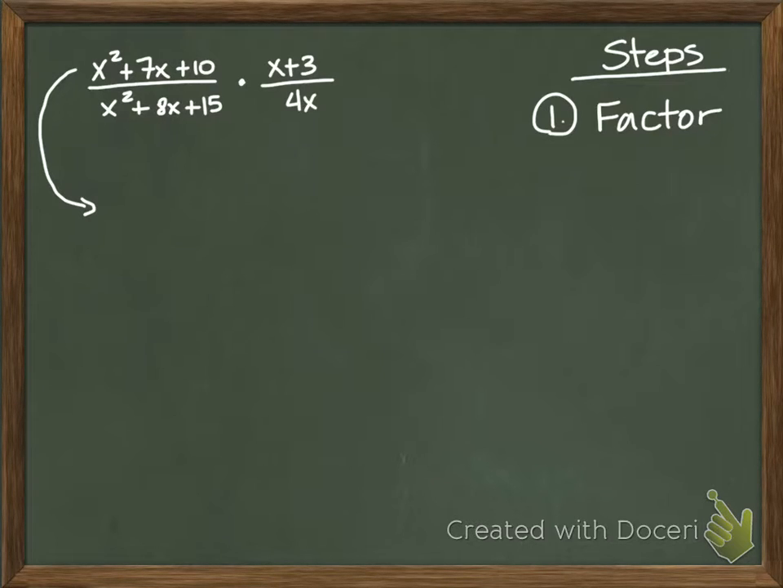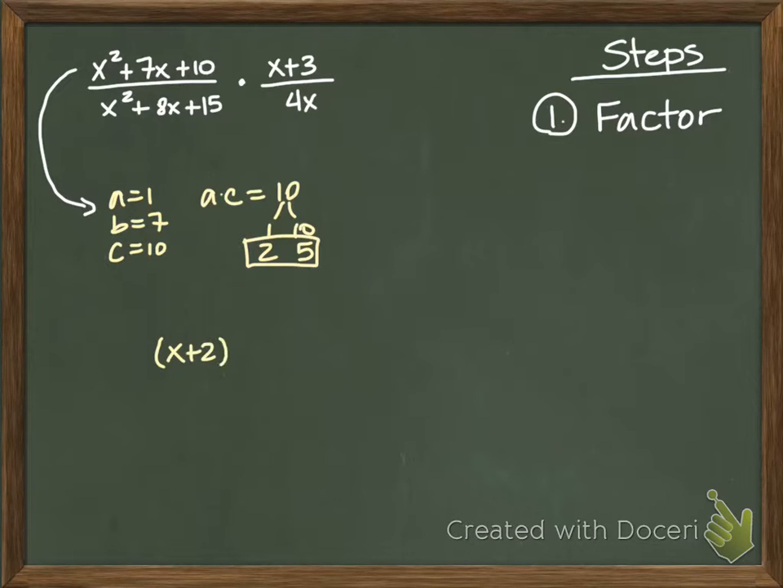Okay, let's factor the top one. Our a value is 1, our b is 7, and our c is 10. We're looking at our coefficients. This is just standard ordinary factoring. So a times c is 10. Factors of 10 are 1 and 10, 2 and 5. 2 and 5 add up to 7, so that's the pair we're going to use. So we're going to rewrite that here: x plus 2 times x plus 5.